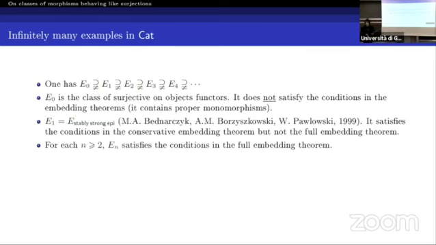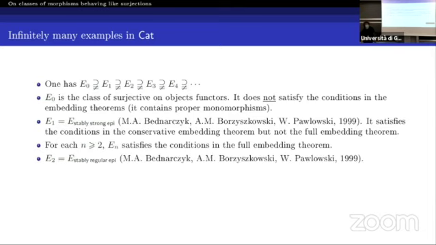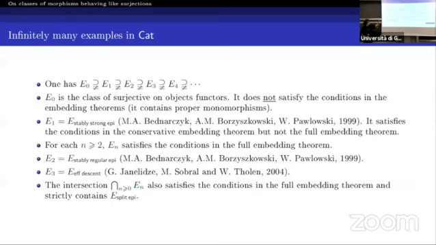And then E2, E3, and so on, they all satisfy the condition for the full embedding theorem. E2 is a class of descent morphisms due to the same people. And E3 is the class of these effective descent morphisms. This is due to Janelidze, Sobral, and Tholen. So it gives infinitely many examples in CAT. And we have even more of them, because if you take the intersection of all these classes, it's another one, and it satisfies also the condition for the full embedding theorem. And it still strictly contains the class of split APs.